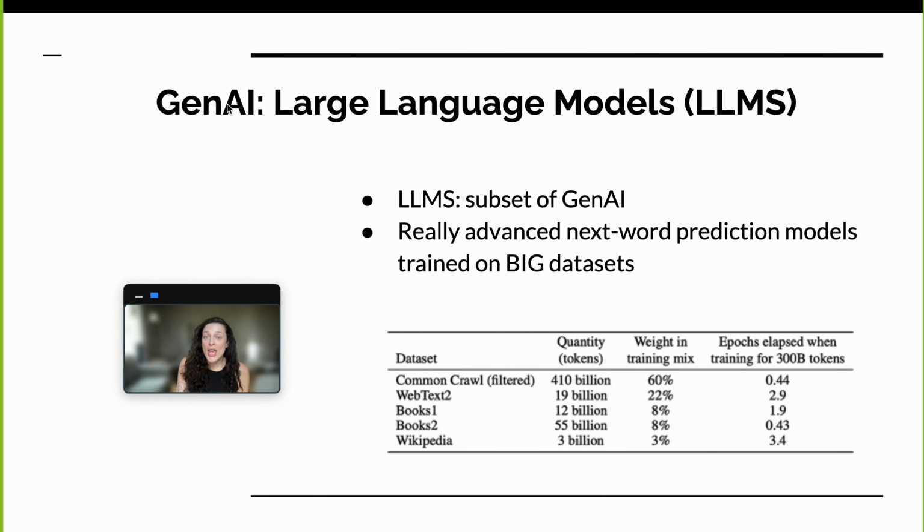So, GenAI, and we'll be focusing on large language models, which are a subset of GenAI. Large language models are what fuel ChatGPT, Bard, Claude, etc. Essentially, they are just really advanced next word prediction models trained on huge data sets. So imagine the way that you write an email on Microsoft Office. It will often predict the word that it thinks you will want to write after that. And that is what GenAI is doing.